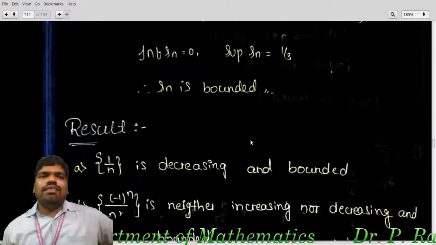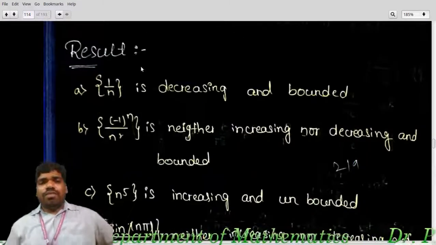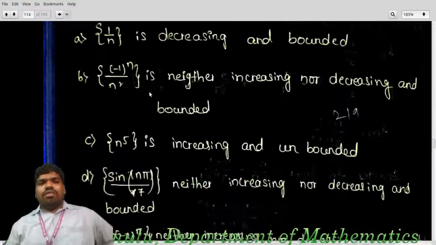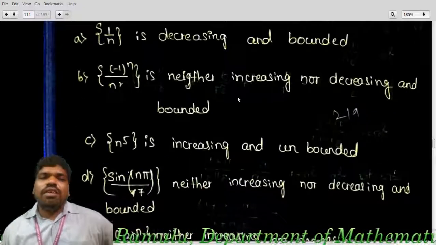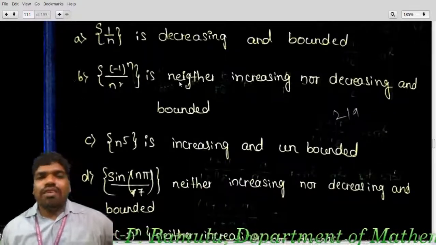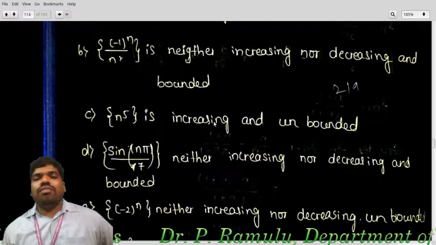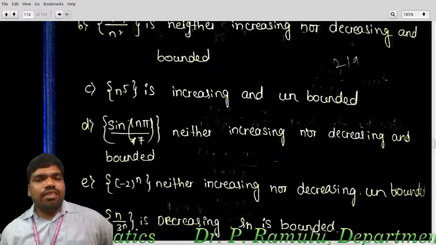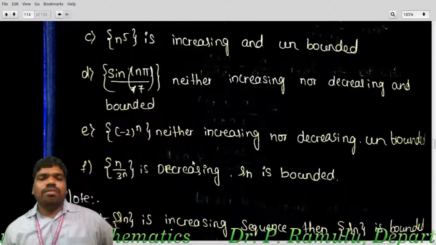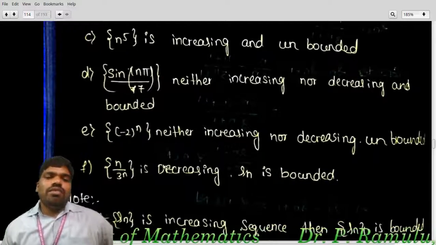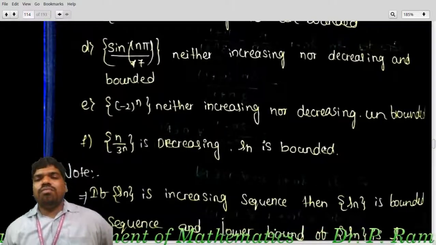Already we showed that 1 by n is decreasing and bounded. This sequence is neither increasing nor decreasing and bounded. This one, n power, is increasing and unbounded. Here it is neither increasing nor decreasing and bounded. This sequence is neither increasing nor decreasing and unbounded. This sequence is decreasing and bounded.